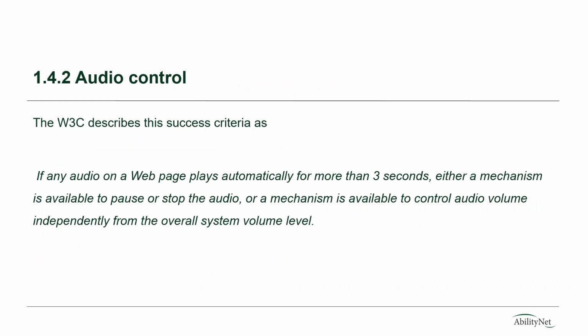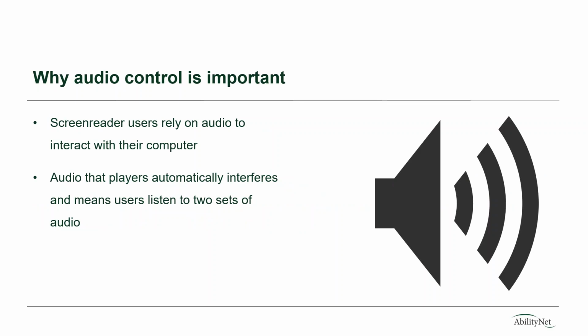Okay, moving on to audio control, and this is more about content that will be distracting for some users than content that needs an alternative. So the W3C described this as: if any audio on a web page plays automatically for more than 3 seconds, either a mechanism is available to pause or stop the audio, or a mechanism is available to control the volume independently from the system volume. So what does this mean? Well, screen reader users rely on their screen reader speaking content out to them to interact with a website.